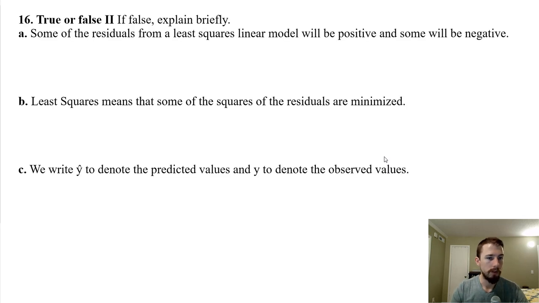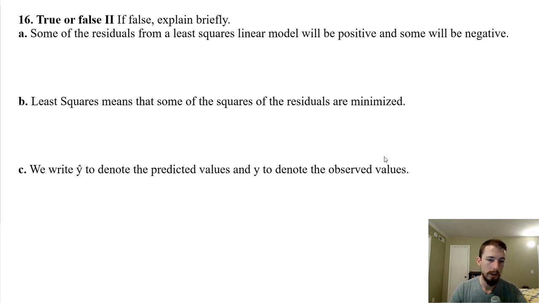All right, so we have to know, are the statements true or false? If false, explain briefly. Some of the residuals from a least squares linear model will be positive and some will be negative. Yes, that is true. Unless there's a correlation of 1 and it's perfect, you're going to have some that are high and some of them will be low.